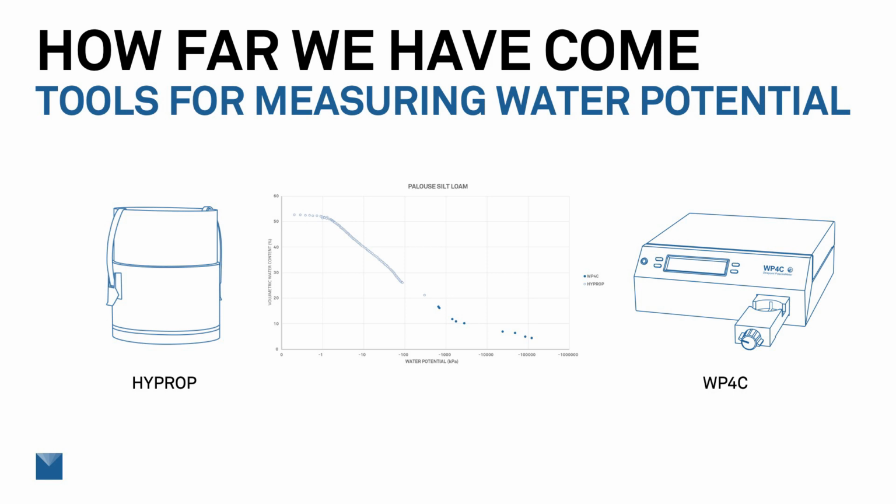And there's so much more information now that we can gather out of those soil moisture release curves because of the improvement in the detail and obviously the improvement in the speed that it takes to get them. You have tools like the HyProp that can give us the wet end of the soil moisture release curve, and tools like a WP4C that can give us the dry end of the soil moisture release curve.